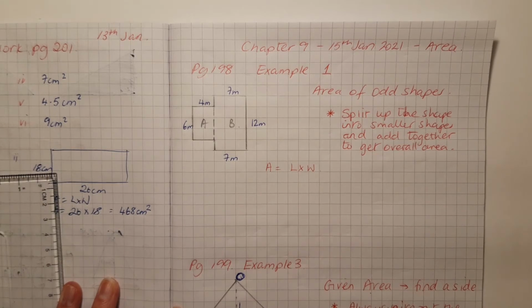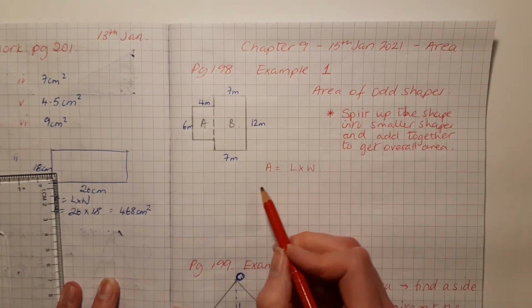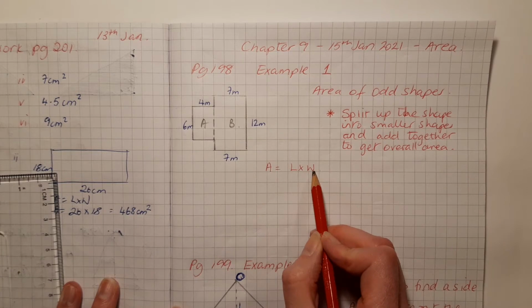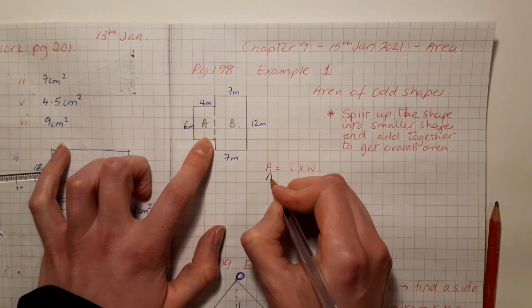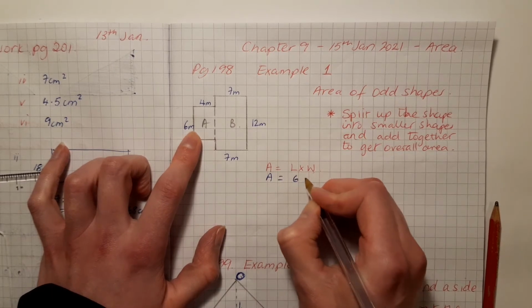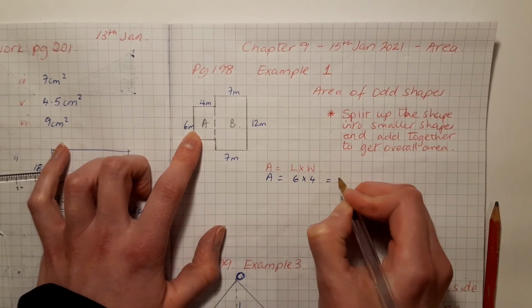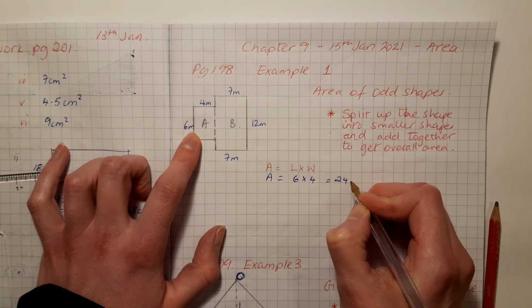I'll demonstrate. So on Wednesday, we looked at the area of a rectangle being the length by the width. For this question, the area of A will be 6 by 4, which is 24, and that's meters squared.